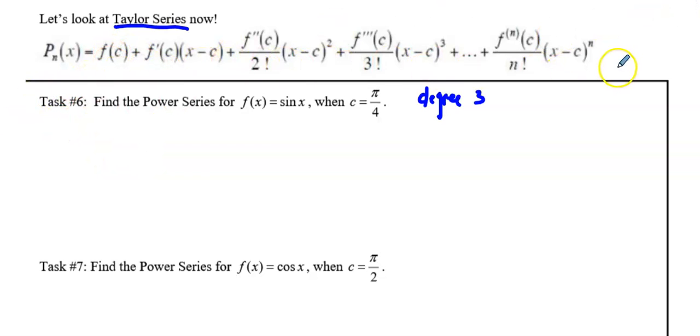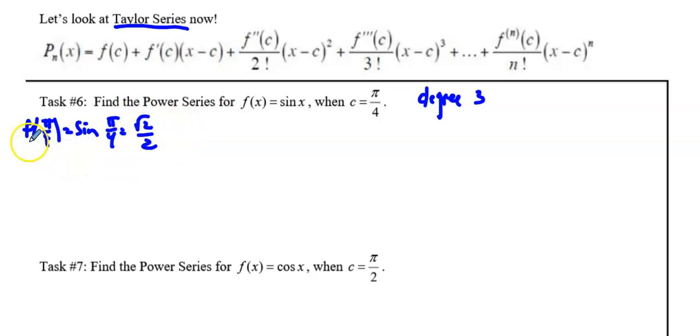For your convenience, we have the equation back up here, where now c is equal to pi over 4. The first thing is we just have to start plugging stuff in, and this should come pretty straightforward. f of pi over 4 is simply going to be the sine of pi over 4, which is equal to the square root of 2 over 2. That's our first term.